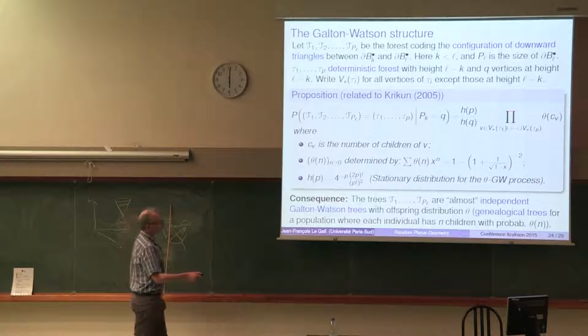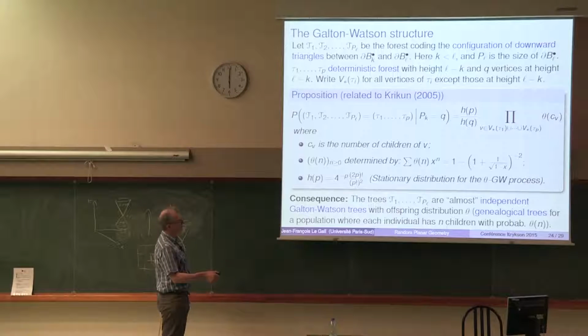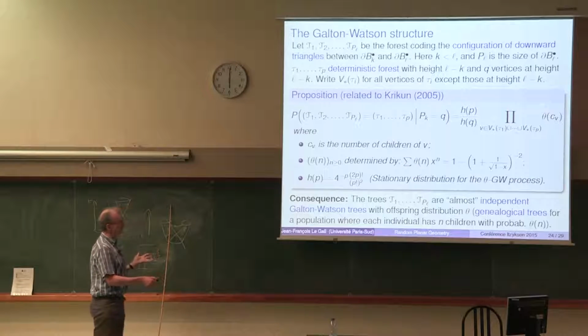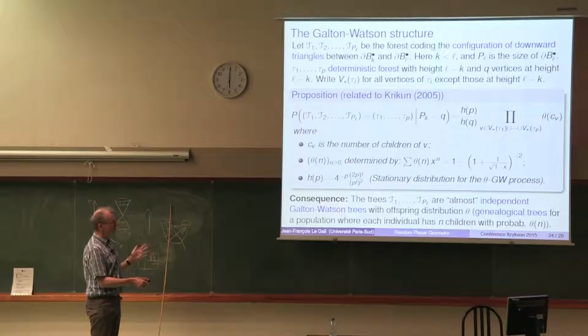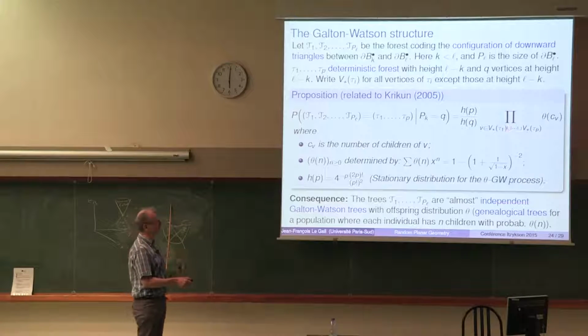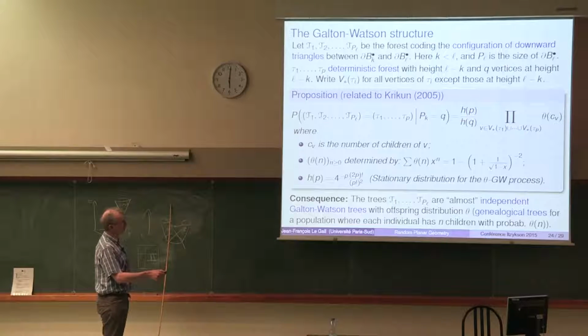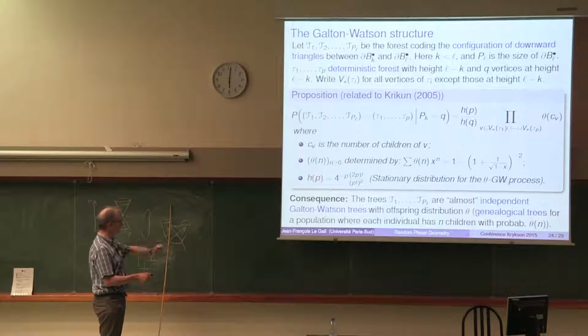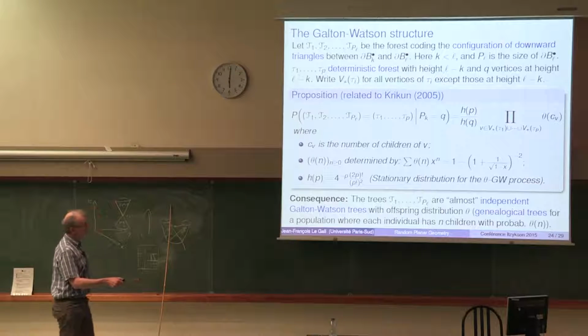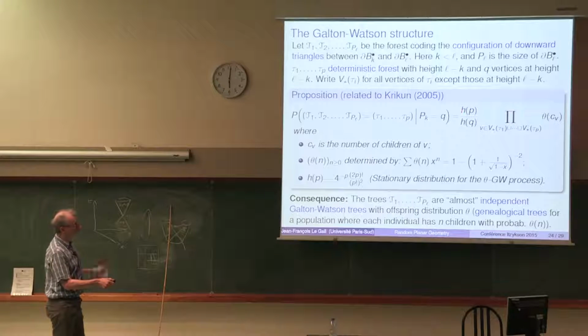So this part of the formula is really what you would get if you had a Galton-Watson forest. A Galton-Watson forest is the case where you have independent trees, and they describe the genealogy of a population where each individual has n children with probability theta of n. So if you had only this term, this would correspond exactly to a Galton-Watson process. In fact, you have also this additional multiplicative term with an explicit function h, and this is in some sense related to the h processes we saw in the lecture by Timothy before.